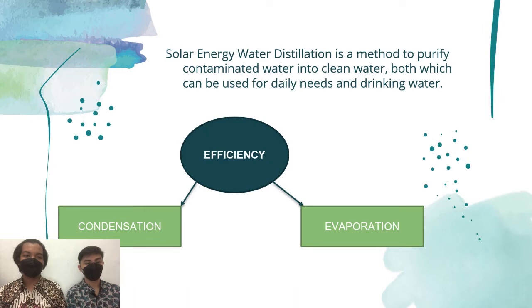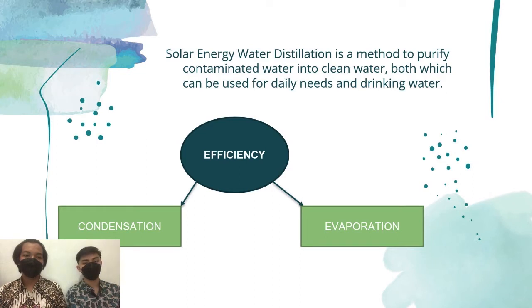A common problem with solar water distillation equipment is that its efficiency is still low. There are two important factors that affect efficiency: the process of evaporation and condensation. The cause of the low distillation performance is the large amount of water mass in the basin, resulting in a very slow process of evaporation of water that occurs in the basin.